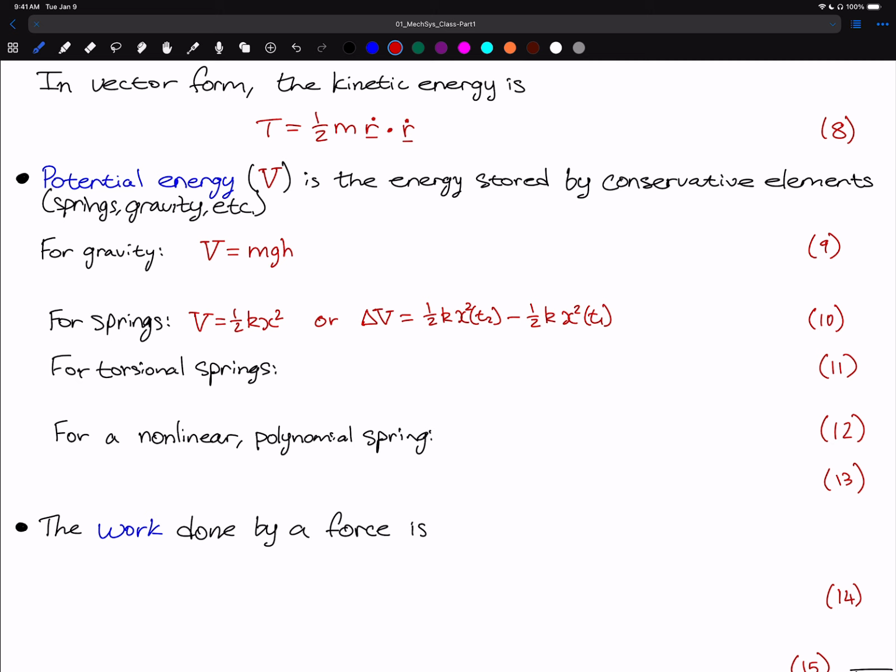For torsional springs, it's going to follow a similar form, except that we're going to use theta instead. So we'll get 1/2 kt theta squared, or change in potential energy, delta V. We can write this as equal to 1/2 kt times theta squared at T2 minus theta squared at T1.